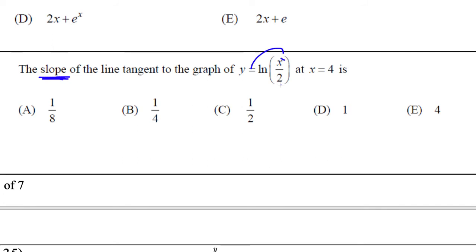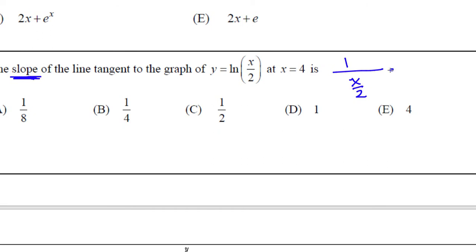So take the derivative of natural log of x over 2. Again, natural log, you assume it's 1 over, or the coefficient over this x over 2. So the derivative is 1 over x over 2. That's the outer. The outer is 1 over x over 2. I need to multiply by the inner.